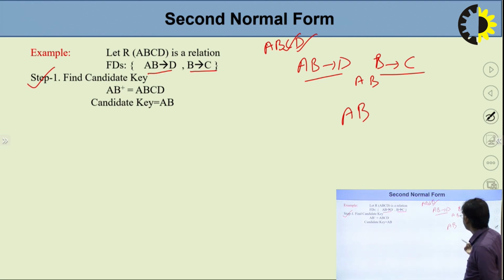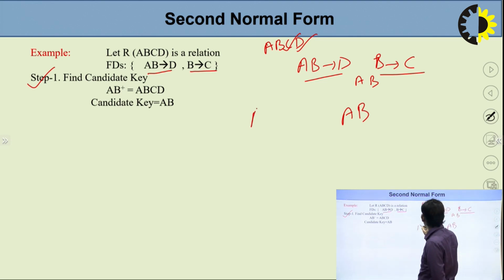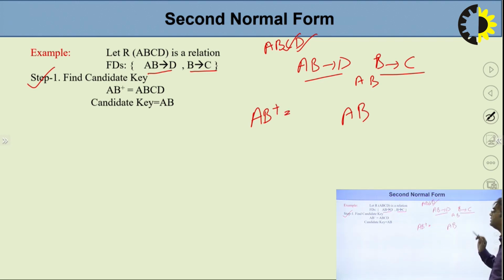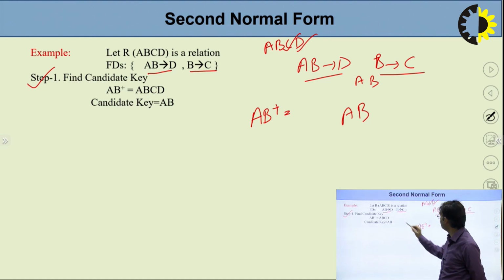Then what will be the second step? We have to take the closure of AB. If it derives all the attributes, then AB will be the candidate key. Now we take the closure of AB. The closure of AB will be AB, and AB derives D and B derives C. That's why A, B, C, D.